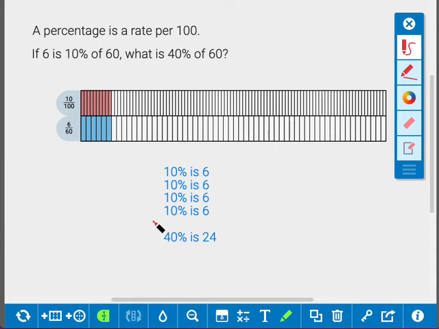I'm just going to draw an equal sign here and show that I added these parts together. 10% 4 times is 40%. 6 is also 10%. 6 out of 60 is 10%. 6 4 times is 24. So what is 40% of 60? 40% of 60 is 24.